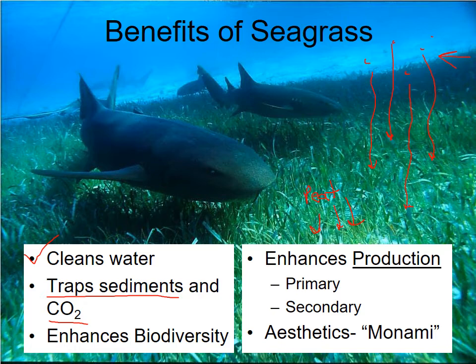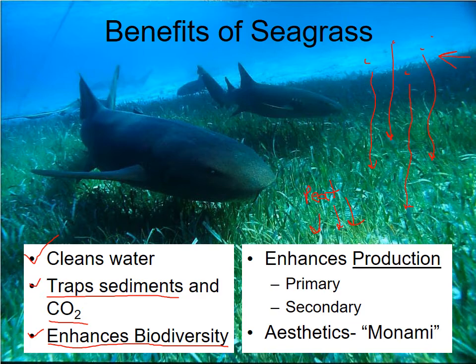Seagrasses also, I mentioned, take excess nutrients out of the water. And seagrasses enhance biodiversity. There are a lot more types of organisms that live in a seagrass bed than in a bare mud or sand area, for some of those reasons that we talked about when we were talking about the values of structure in the environment. So the structure created by the seagrass creates more opportunities for organisms to live there.